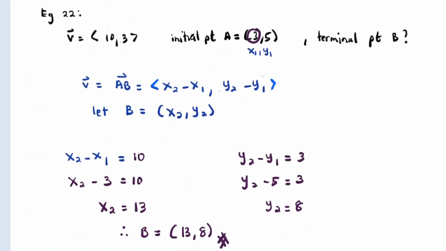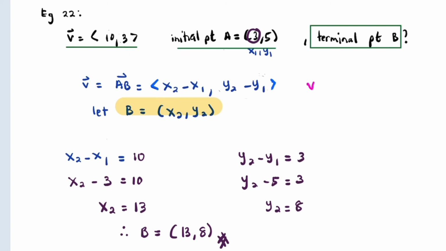Now let's see example 2, where you have the position vector v, and then you have initial point (x1, y1) is (-3, 5). So the question asks us for terminal point B. Since we know the formula for v, which is (x2 minus x1, comma, y2 minus y1), therefore we can find B. Okay, because we know that the terminal point B is (x2, y2). So let's open up the formula. v is equal to (x2 minus -3, comma, y2 minus 5). Since we know the value of v, let's fill this in.